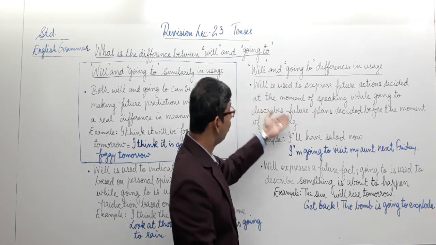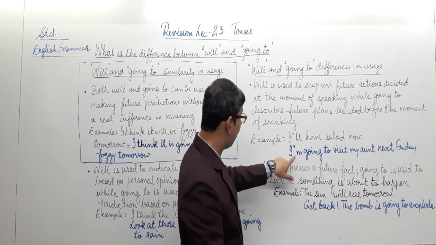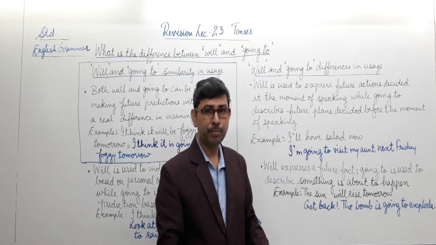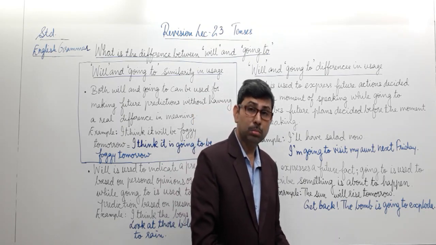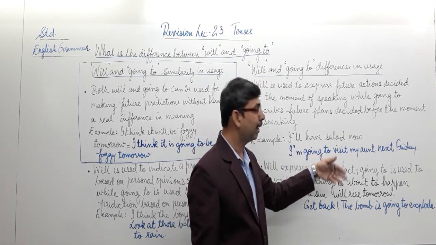Here, decide at the moment of speaking. While going to describes a future plan. Let's take an example. I am going to visit my aunt next Friday. So you planned accordingly. You are not going right now. You are not saying I will go just now or something like that. You are saying I am going to visit my aunt next Friday.